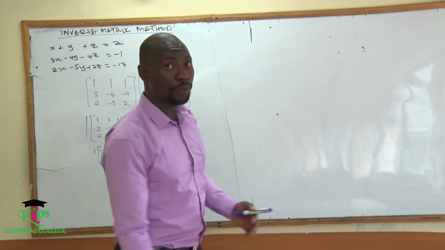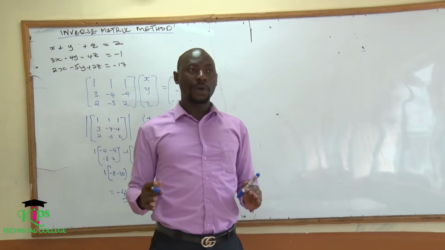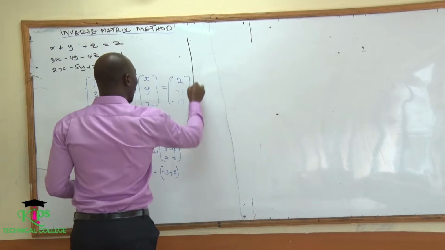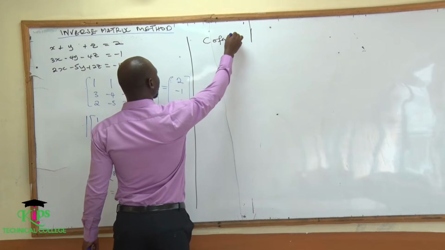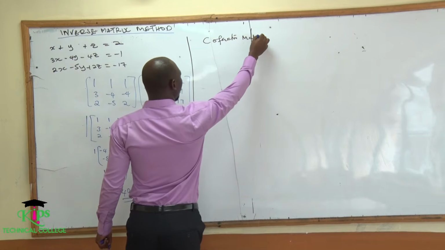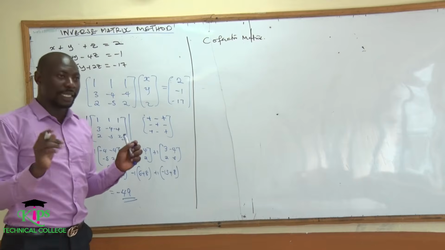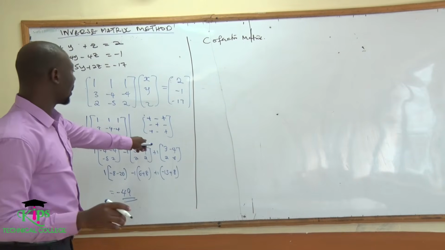The next step for you to be able to proceed so that you'll be able to solve for the inverse, you form what we call a cofactor matrix. So let's form our cofactor matrix. The cofactor matrix is formed by taking the 2 by 2 matrices of each and every point, then multiplying by the sign from the sign array.